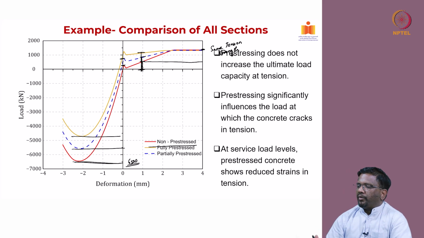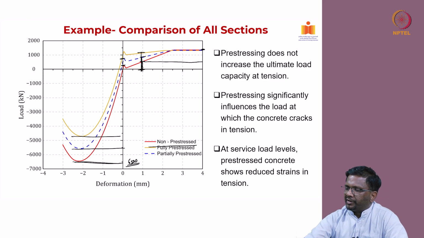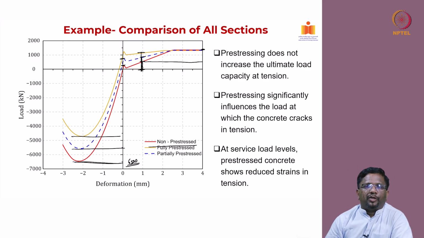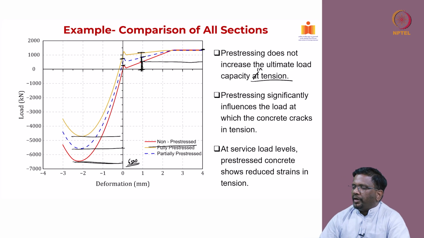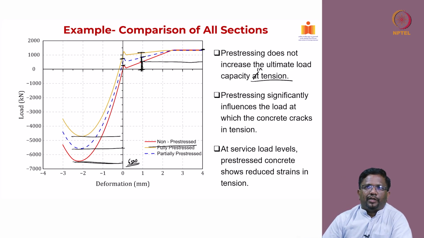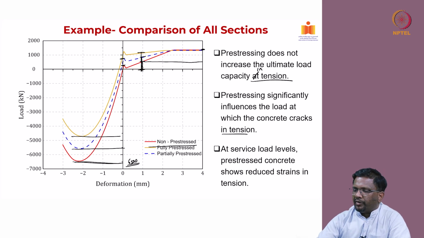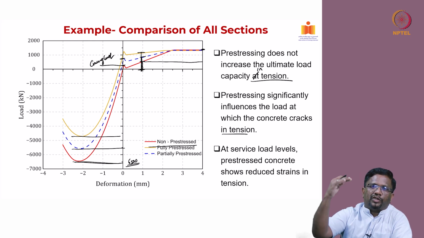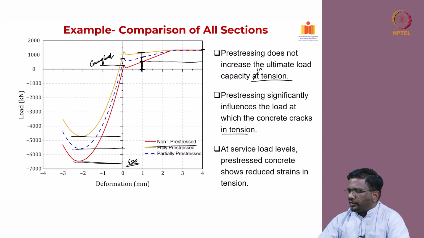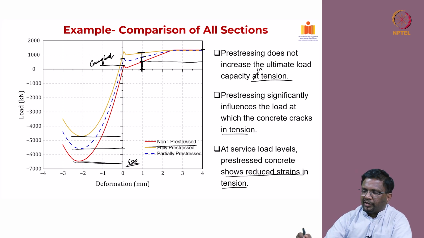So, we can now conclude that prestressing does not increase the ultimate load capacity in tension, okay, and I should say in tension, and prestressing significantly influences the load at which the concrete cracks in tension. That is what we have seen. This is your cracking load, okay, this is your cracking load. So, that means cracking load goes up, more prestress, more is the cracking load. At service load levels, prestressed concrete shows reduced strains and deformations in tension. That is what we have seen.